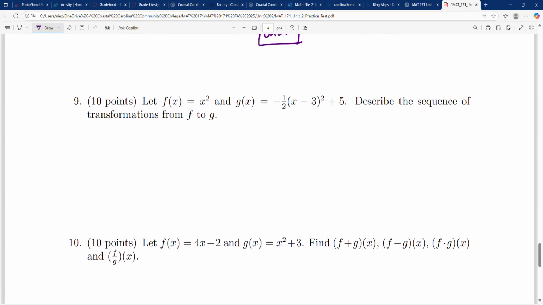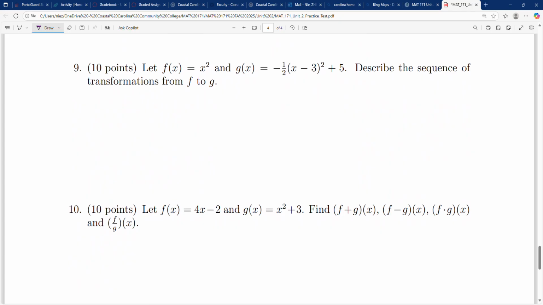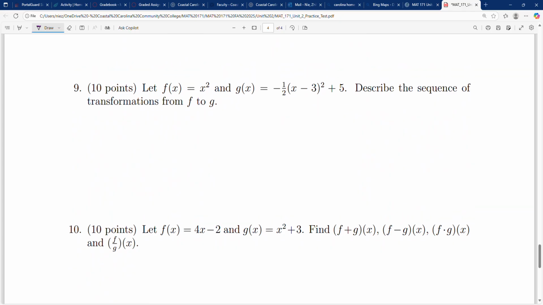Alright, number 9. Describe the sequence of transformations from f to g. This one, I think maybe it's a challenge for some students. But you need to do this step by step. So from f of x equal to x squared, I'm going to get a negative first. Let's go to f1 equal to negative x squared.